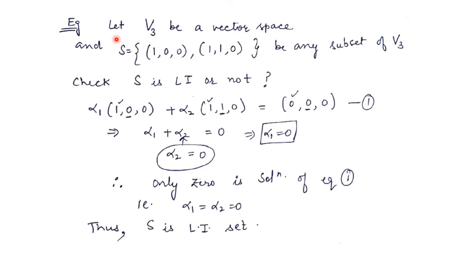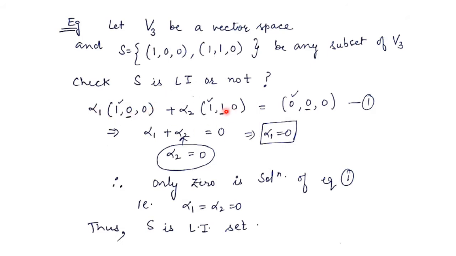Now for example, let V3 be a vector space and S be any subset of V3. We need to check whether this set S is LI or not, right? So we take its linear combination, alpha times this plus beta times this, equate it to be 0. So now you compare the coordinates. So you can take alpha 1 to be inside, alpha 2 to be inside. So you will get alpha 1 plus alpha 2 is equal to 0.